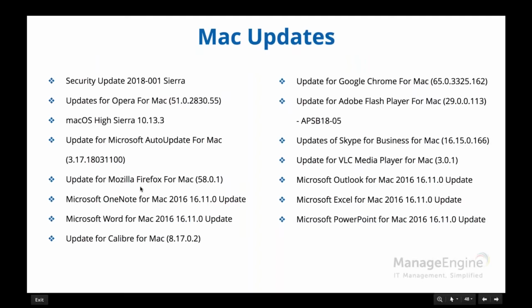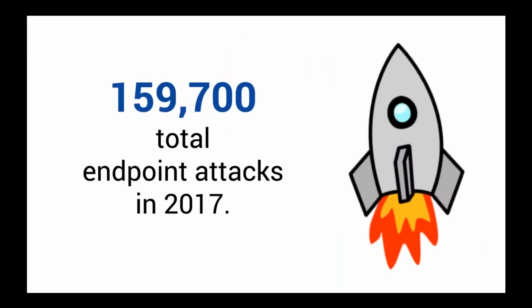So these were the Mac updates. We had an update for Mac Sierra 2018.1, and updates for Opera. Mac OS High Sierra 10.13.3 got an update. Mozilla Firefox for Mac got an update. Microsoft OneNote for Mac got an update. Microsoft Excel for Mac 2016 got an update. Microsoft Outlook and PowerPoint got updates. An update for VLC Media Player was also in the latest Patch Tuesday update.